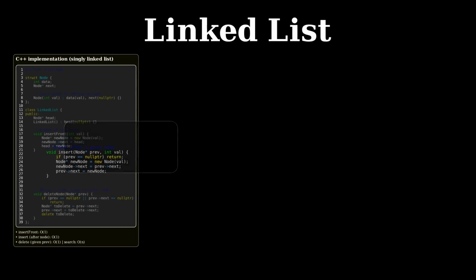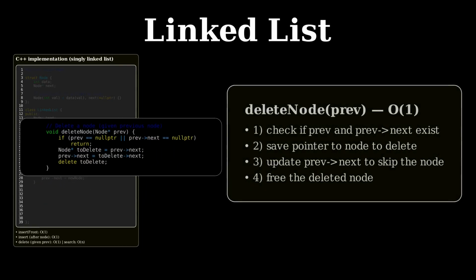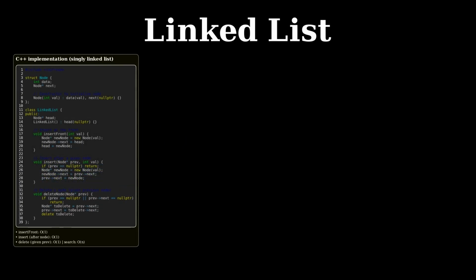We will also make a delete function that deletes a node given a previous node. So first, we check if either previous data or its pointer is empty. If it is not, we will define another node so that we could use it for deletion. Then, we will make the previous pointer skip the node and finally delete the defined node.